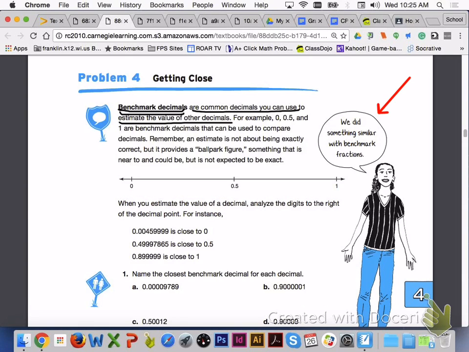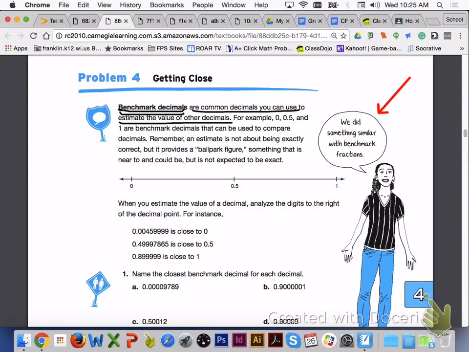Turn to page 247, problem 4, getting close. Benchmark decimals are common decimals you can use to estimate the value of other decimals. For example, 0, 5 tenths, and 1 are benchmark decimals that can be used to compare decimals. Remember, an estimate is not about being exactly correct, but it provides a ballpark figure, something that is near to and could be, but is not expected to be exact. And remember that we did something similar with benchmark fractions.